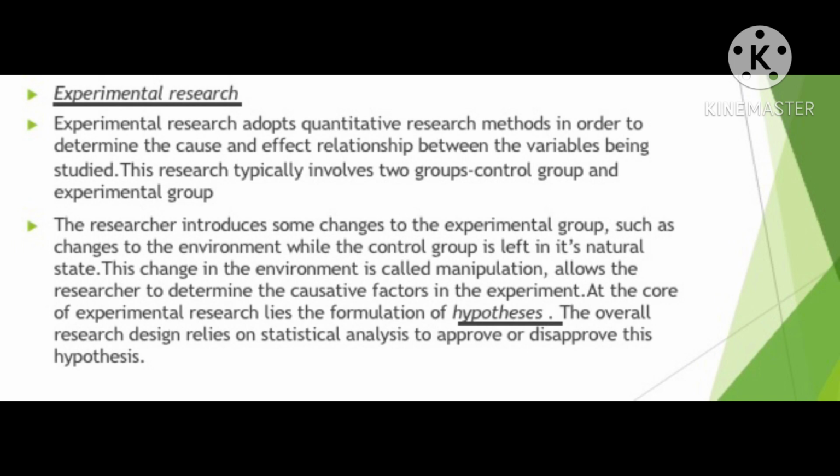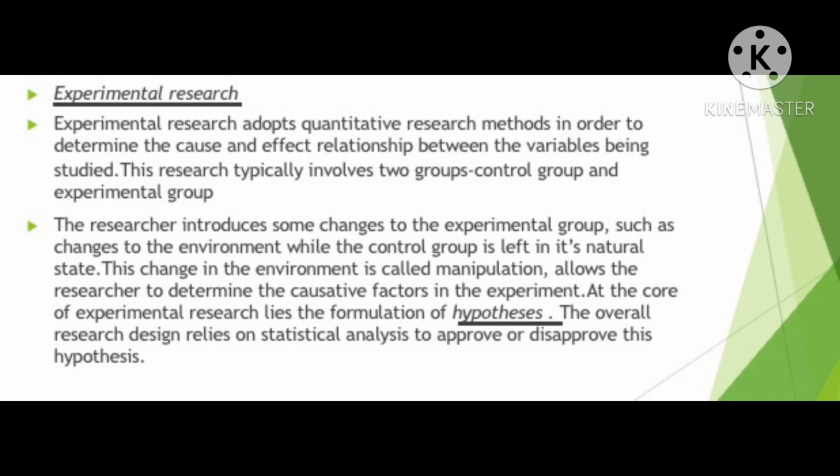Experimental research. Experimental research adopts quantitative research method in order to determine the cause and effect relationship between variables, in which way one variable affects the other variable. This research typically involves two groups: the control group and the experimental group. The control group we keep as such, and on the experimental group the researcher does some manipulation.